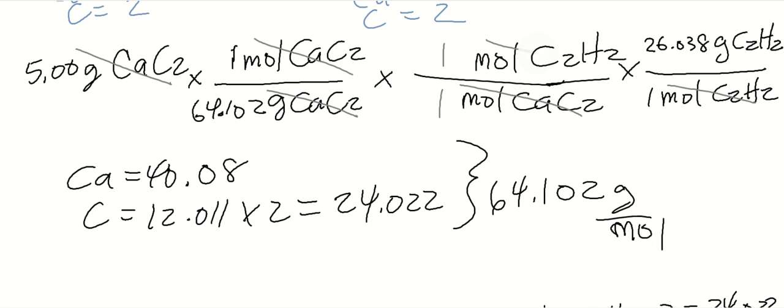Cancel out these units. All right, let's punch the rest in our calculator. 5 divided by 64.102 times 26.038. Our final answer is 2.03, rounded to 3 sig figs, grams of acetylene. Those are the units left.